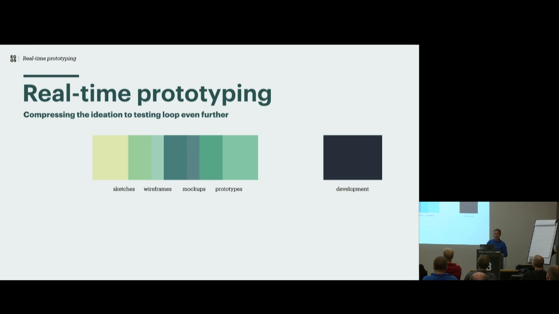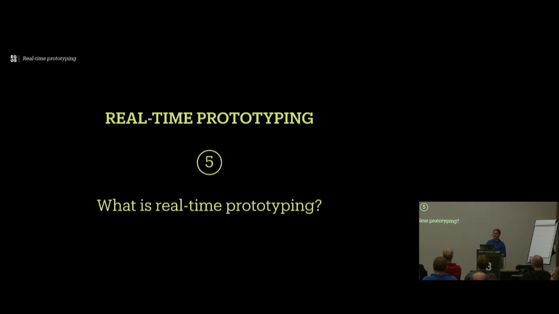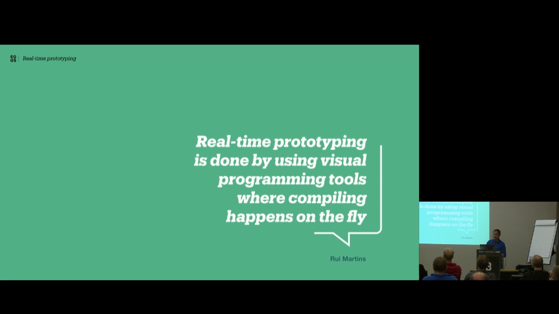But with real-time prototyping, we're mashing it up because it's all quite layered, so that we are able to really compress the process and get immediate feedback. So what is real-time prototyping, really? In my own words, which you can try to shoot down, real-time prototyping is done by using visual programming tools where compiling happens on the fly. So the tools that I'm showing in this category are always running. The results of what you're doing is always being rendered or displayed or enacted on.